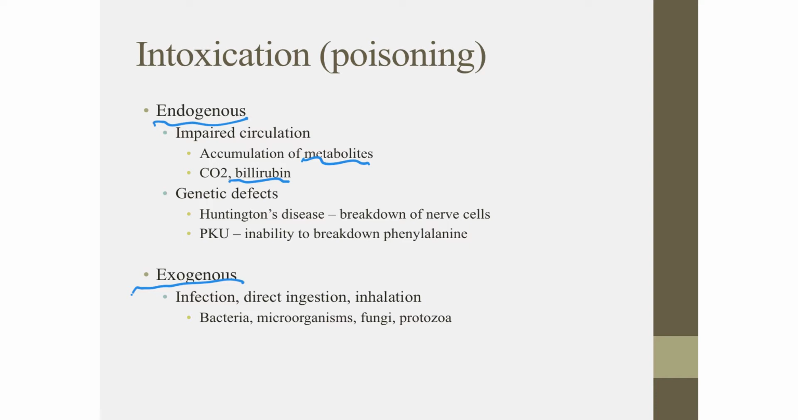Bile is not flowing the way that we need to, and the only way that we can remove bilirubin from the body is through bile, which will incorporate it into the feces for excretion. So these are just examples of ways endogenous products can build up in the body and cause intoxication.